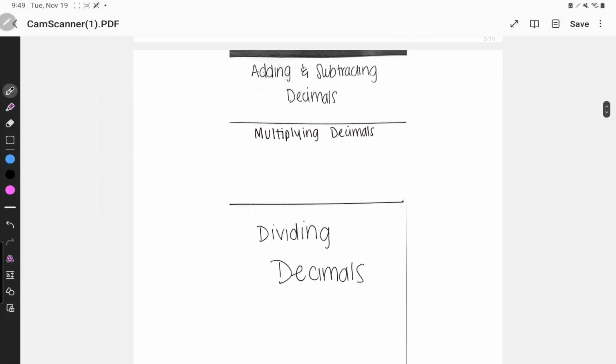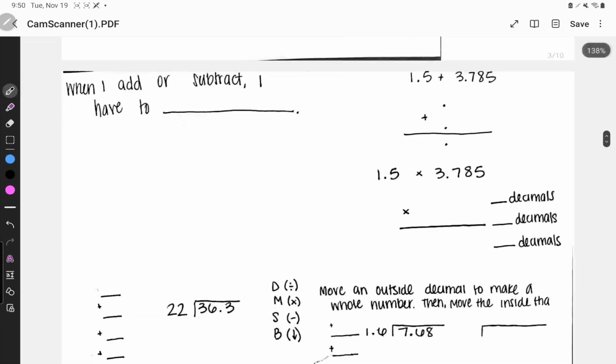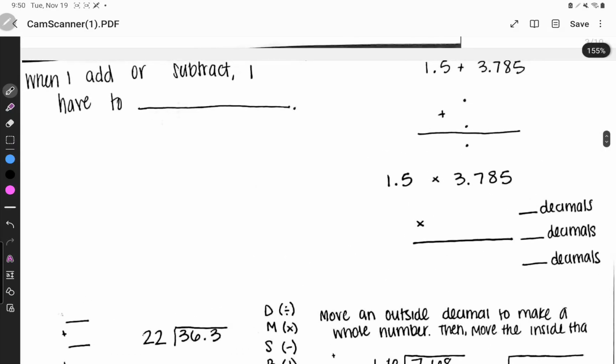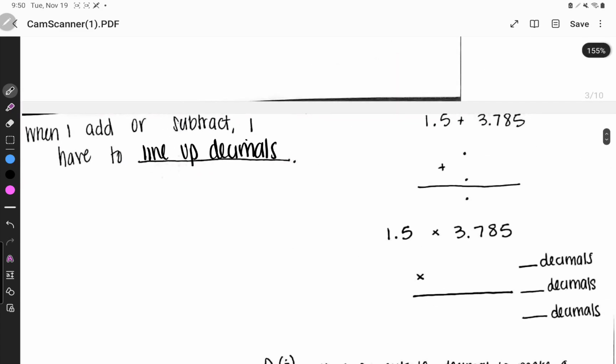The next thing we're going to talk about is decimals. So, we're going to talk about adding and subtracting first. When you add or subtract, you have to line up decimals. Only with addition and subtraction.